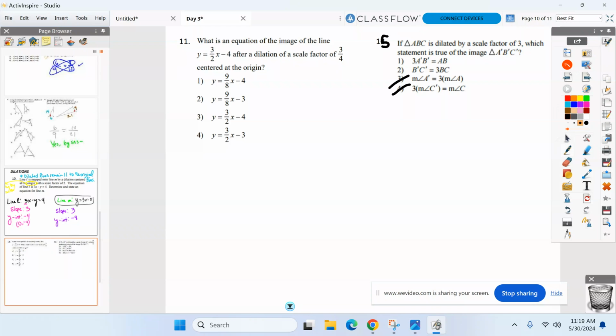Now, I've had all my classes have trouble with picking between 1 and 2. Remember, the image A prime, B prime, C prime is going to be 3 times bigger than ABC. So which one is showing me that the side lengths of the image are 3 times the size of the original? Okay, which choice is showing me that? People have had issues, and I understand why. But I want to know, the sides of the image are 3 times the original. Which one is showing me that?